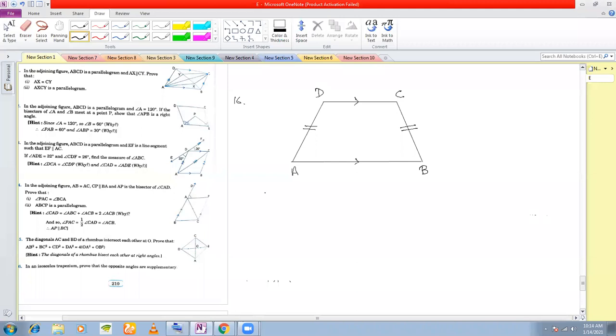So what do you have to prove here? First, let us write what is given. Given here is ABCD is an isosceles trapezium where the non-parallel sides AD is equal to BC. This is what is given to you. And what do you have to prove?